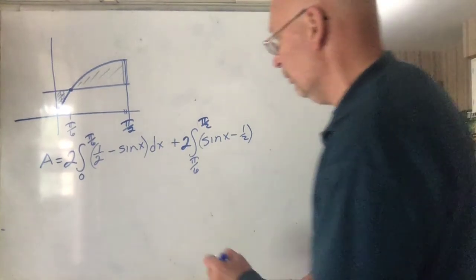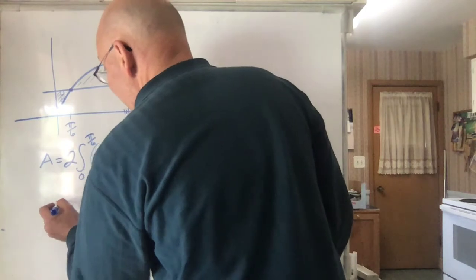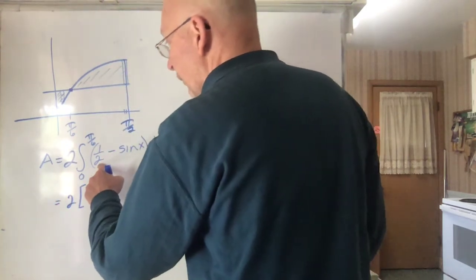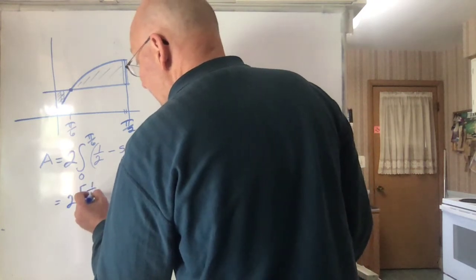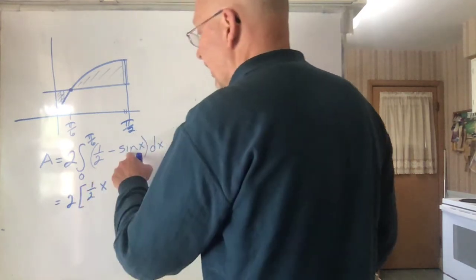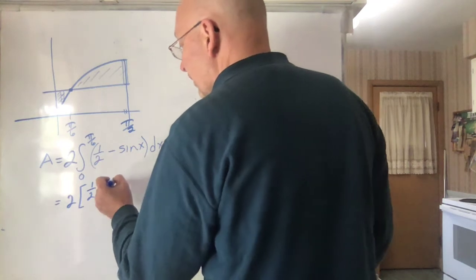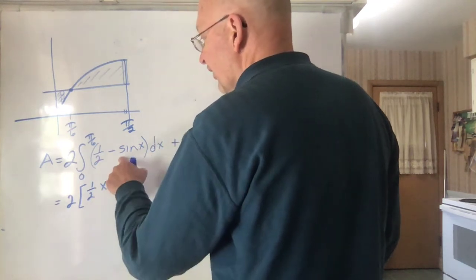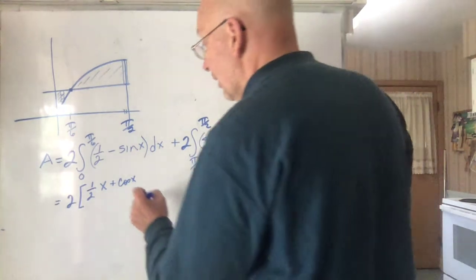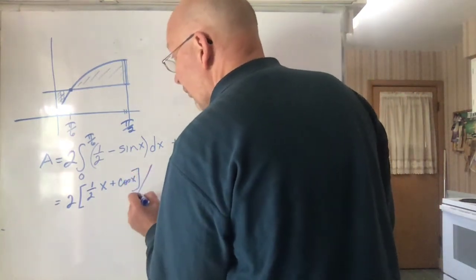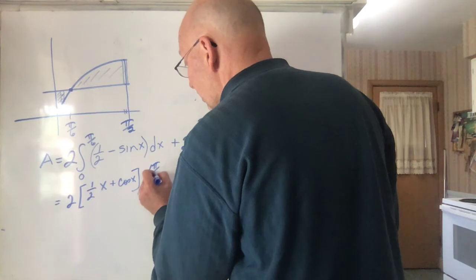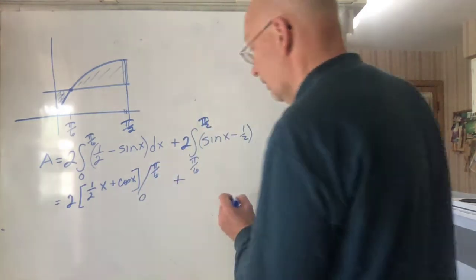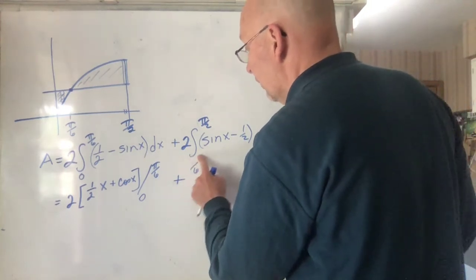And so now, what can we do? Let's see. So this is going to be 2 times... What's the antiderivative of 1/2? It's going to be 1/2 x. The antiderivative of negative sine is a plus cosine. Agreed? The derivative of cosine is negative sine. So we've got that, from 0 to pi over 6. And then, let's see. Okay, I'm just going to have to put pi over 6 right here.